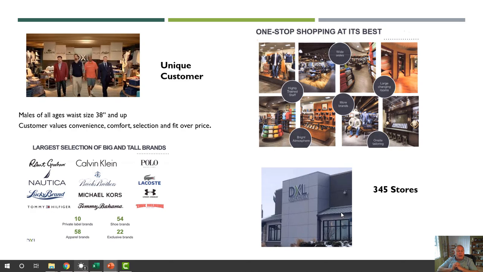This is Destination XL, a store that deals with males of all ages, waist 38 and up, and very tall. They have a unique customer, as you can see. That customer values convenience, comfort, selection, and fit over price. They have many different brands. They have 345 stores, specifically built for bigger people, with trained staff, wide aisles, large changing rooms, and on-site tailoring. So this is what they do.